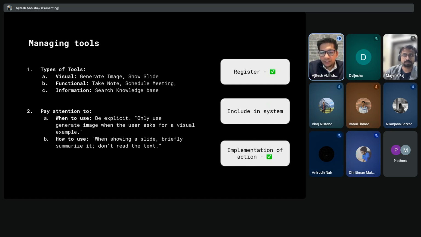So generally pay attention here in the system prompt that you give some examples of when to use this tool, how to interpret the result of this tool, and how often to use this tool. For example, image and slide have to be used more often. Those things you might want to put down in the AI instruction. Any question on the tool part? This might be one of the critical aspects of agent context engineering as well.